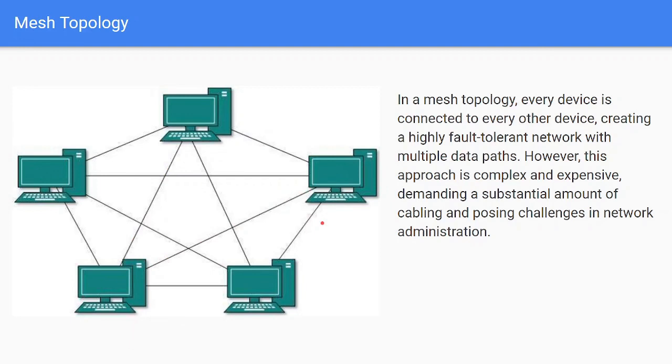However, the approach is complex and expensive. It requires a lot of cabling, and it poses challenges in network administration. When you think about the implementation of this, the implementation is difficult. It requires a lot of thinking, a lot of calculations and everything like that. One thing is that wireless communication has made it a lot easier to implement mesh topology. You get? Alright, so let's go to the next one.